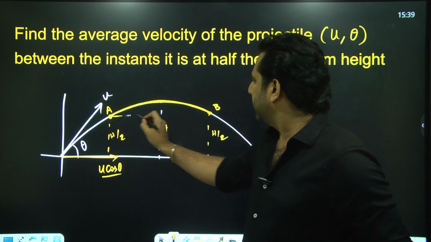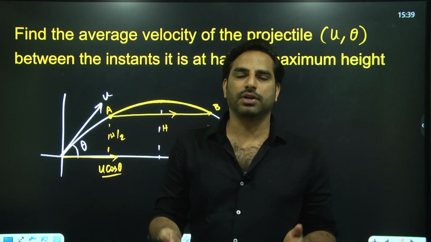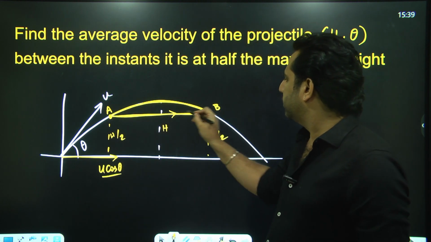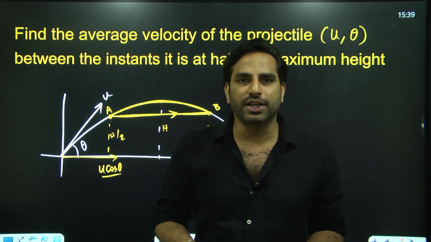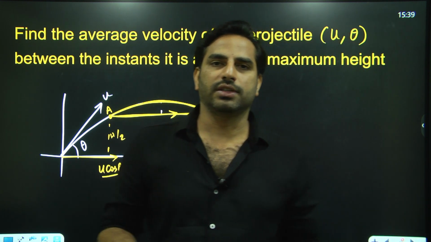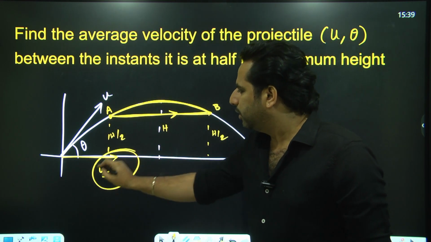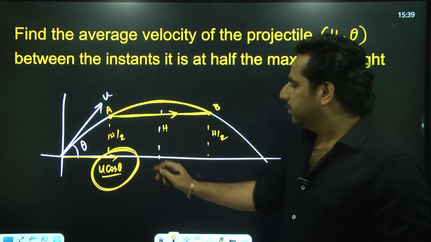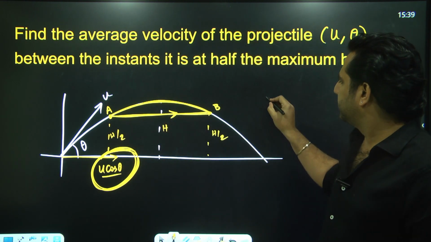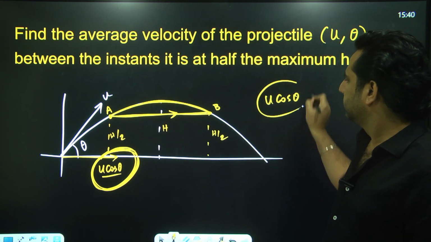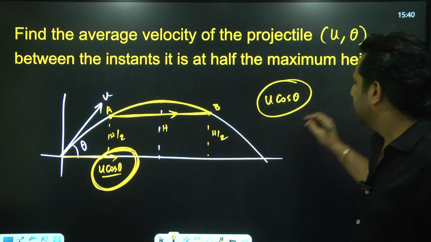Now between these 2 points A and B, the definition of average velocity is total displacement by total time. The displacement is only horizontal. There is no vertical displacement because it is coming to the same level. Vertical displacement is 0. Vertical component of average velocity is 0. There is only the horizontal component, and the horizontal component of projectile velocity is always u cos theta. So the answer to this question is simply u cos theta. Done. The average velocity between the instants where it is at half the maximum height is simply u cos theta.